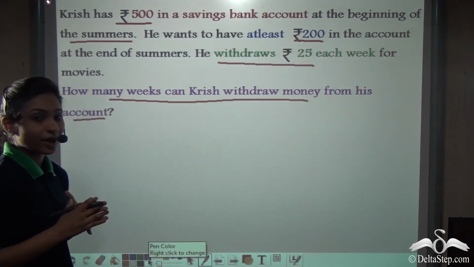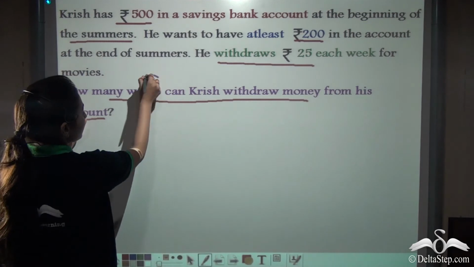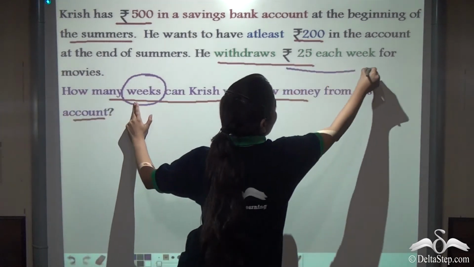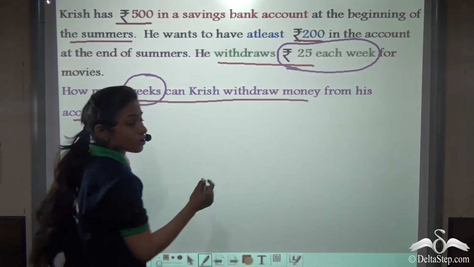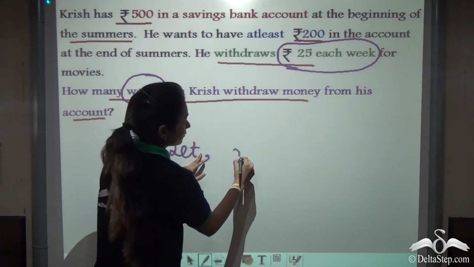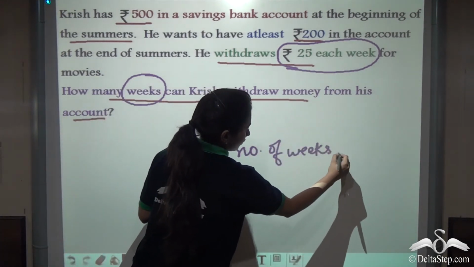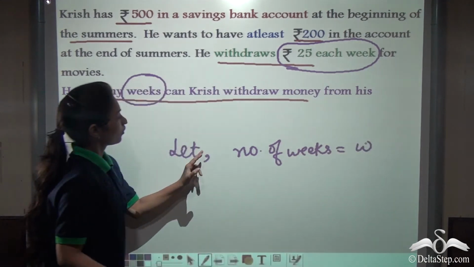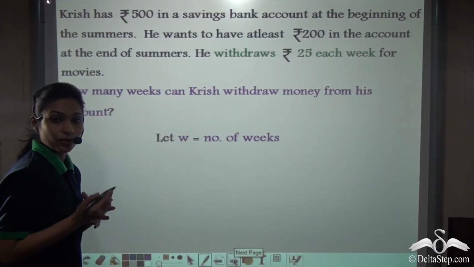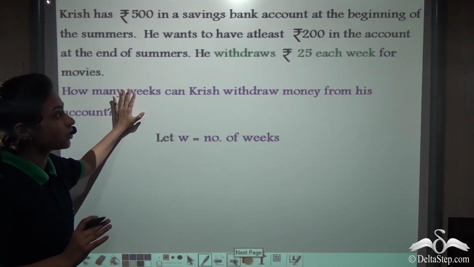First of all, identify your variables. Here the variable is the number of weeks, and he withdraws rupees 25 each week. So let us take the number of weeks, in which he can withdraw his money, as W. Now we have to write the inequation so that we can solve this problem. What will be the inequation?